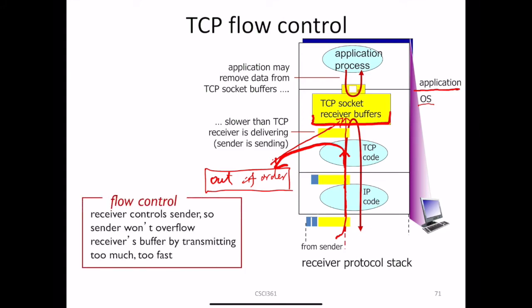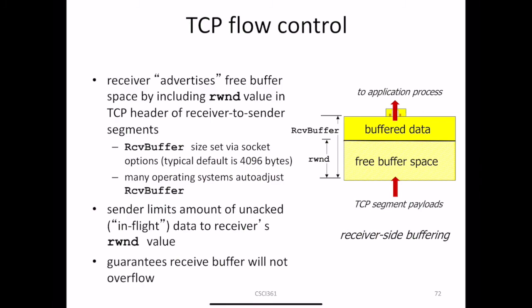The purpose of designing flow control is to give the receiver the ability to control the sender, so the sender will not overflow the receiver buffer by transmitting too much or too fast. Then let's see the details of flow control. The receiver will advertise a free buffer space, which is this part.